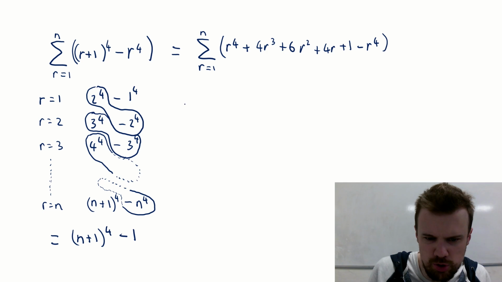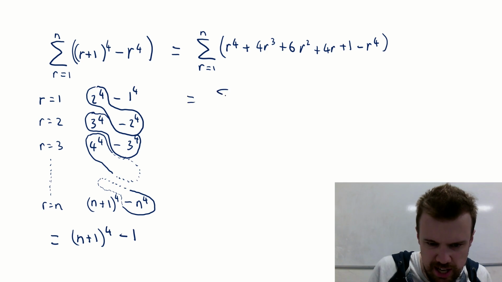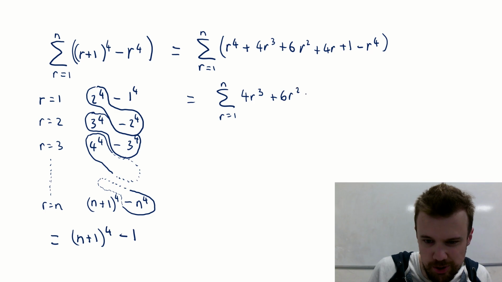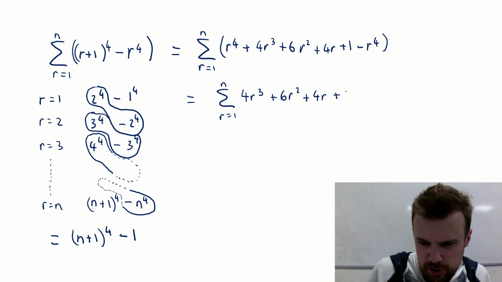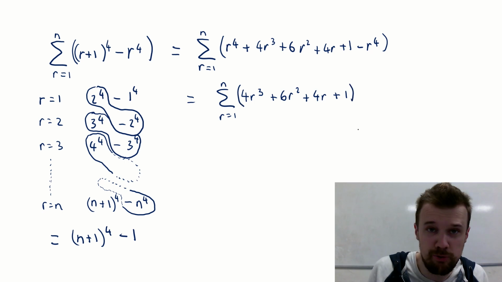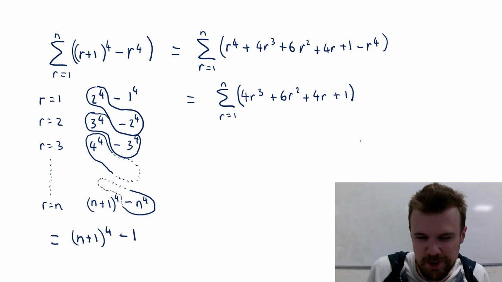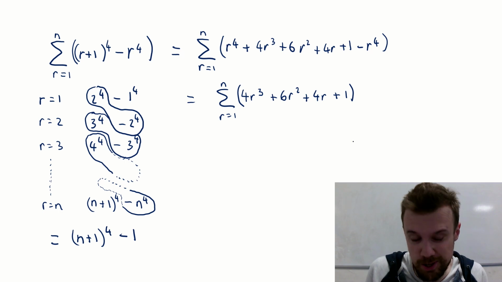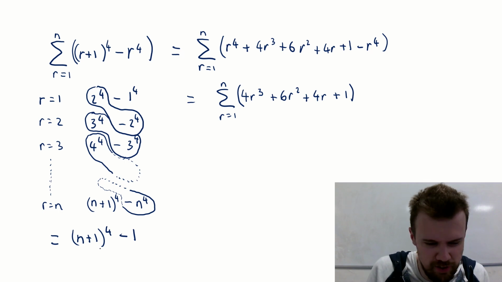And of course that's useful because it means a bunch of that stuff's going to cancel out. Well, not a bunch, just one thing. The r to the power 4s are going to cancel out, which is great because it means we're not actually having to deal with the r to the power 4 at all as part of this, because that's not as high a power as we want to be going to. So therefore we have found the series formula for 4r cubed plus 6r squared plus 4r plus 1. And that comes to, as we already found out, n plus 1 to the power 4 minus 1.